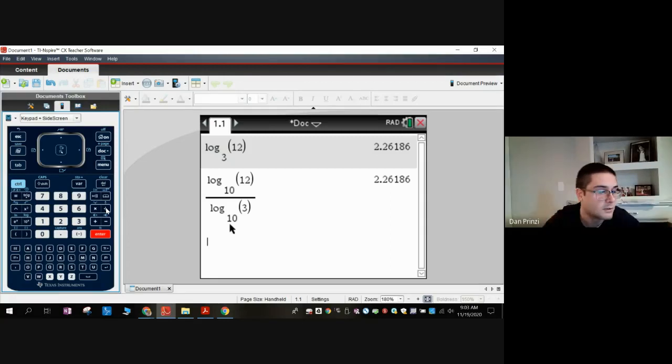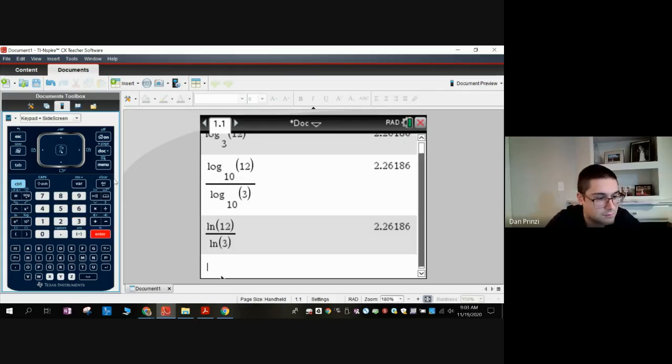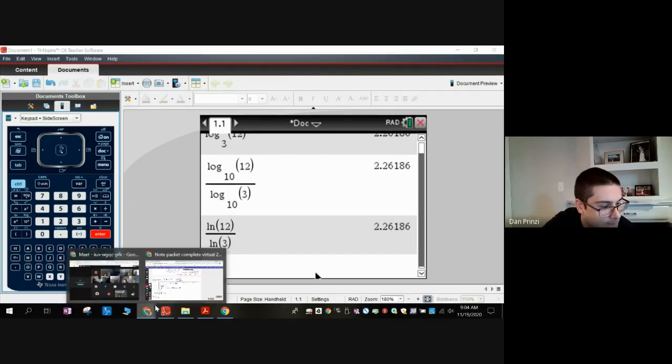The other cool thing is you can even do, if you want, natural log. You can even type in ln 12 divided by ln 3. It's called the change of base formula. And look, you get the same exact answer. Wild, right? So you could actually do it however you want. So this answer is 2.26186. Okay, we'll go back here.